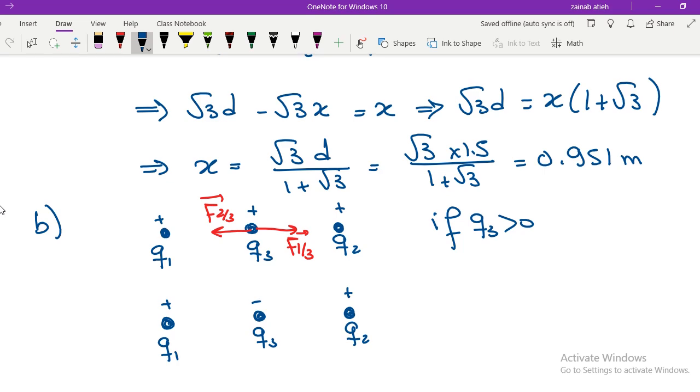I will take the second case. Assume Q3 is negative. In this case, when Q3 is negative, there's an attraction between Q1 and Q3. So if I'm going to draw the force exerted by 1 on 3, it will be an attractive force. Also the force exerted by 2 on 3 is an attractive force. Now at position X, surely F1 on 3 plus F2 on 3 is equal to 0. We have equilibrium, everything is good, there's no problem.